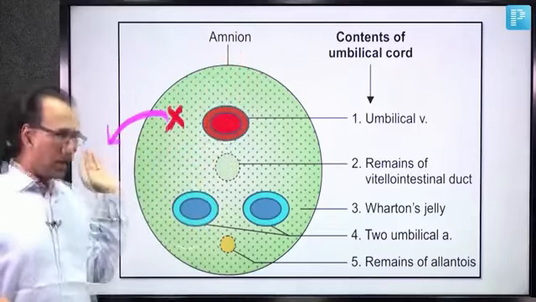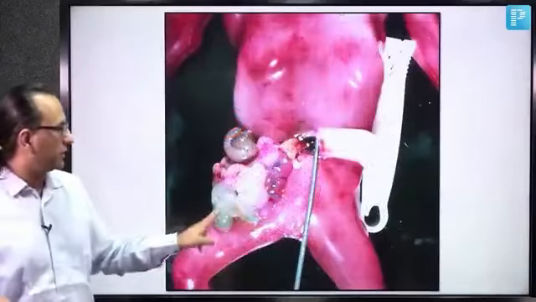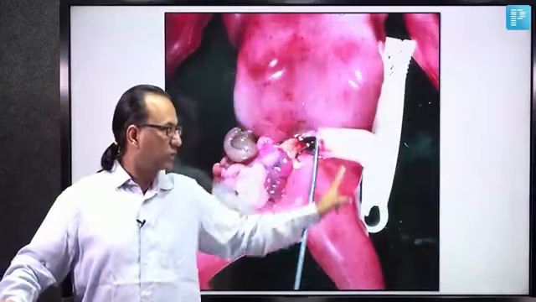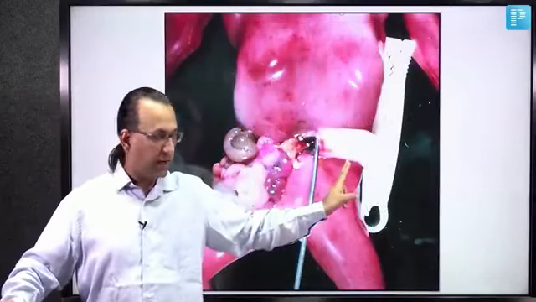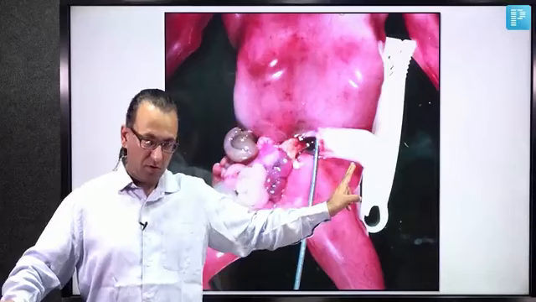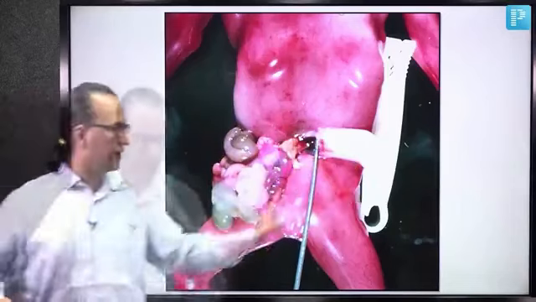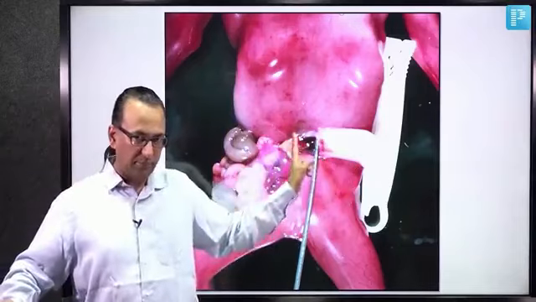It is not covered by amnion since it came outside the umbilical cord. Let us look at a baby having such an anomaly now. As you can notice, this is the intestine which has come outside the abdominal cavity. It is outside the umbilical cord and this is a normal umbilical cord. This gastroschisis is not covered by any amnion here. And it is seen on the right side of the umbilical opening.